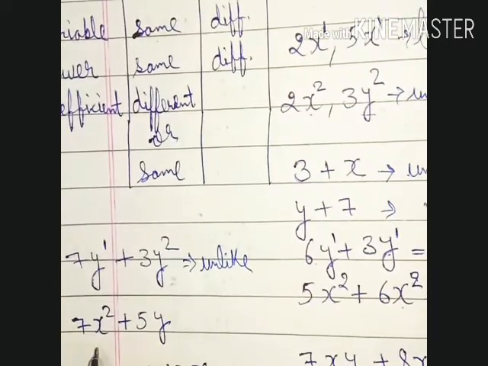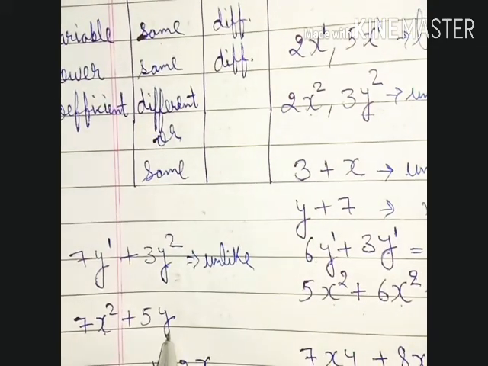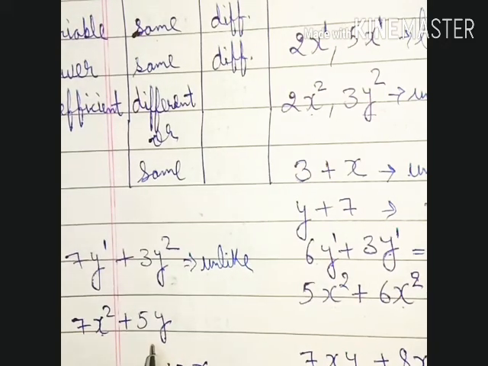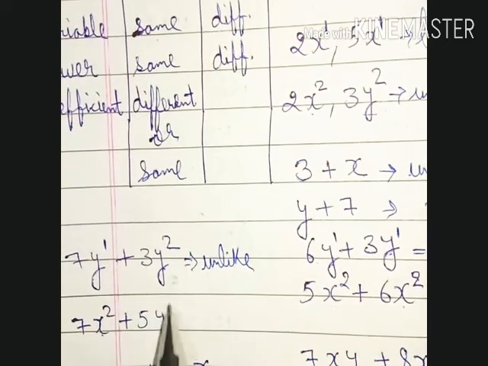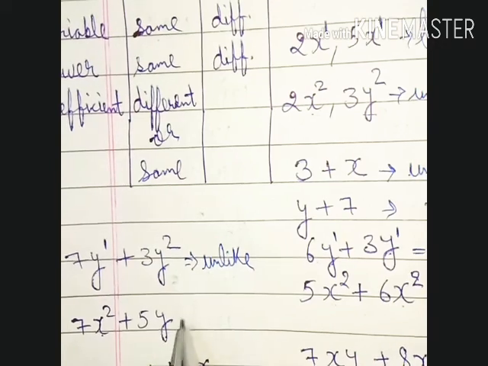Next, moving on to 7x square and 5y square. Here the variable is x and here the variable is y. So the variables are different in both terms and the power is also different. If the variables are different, we don't need to check the power. It is clear from the variable that these are unlike terms.